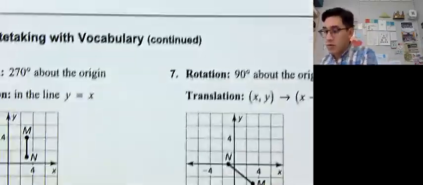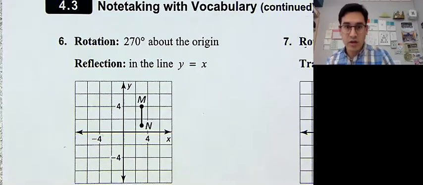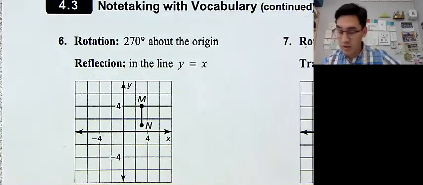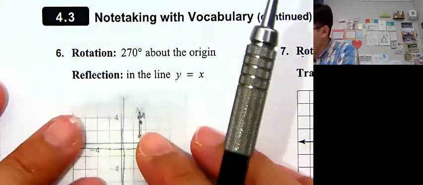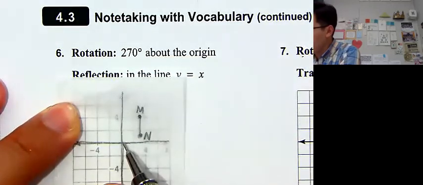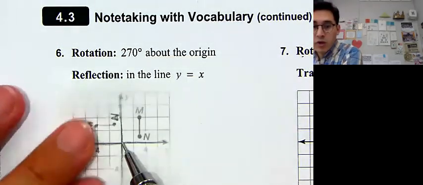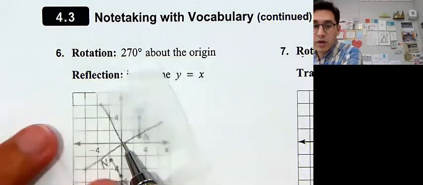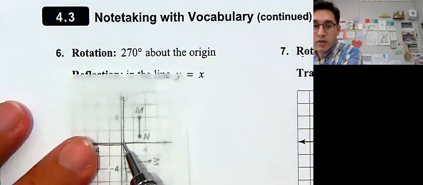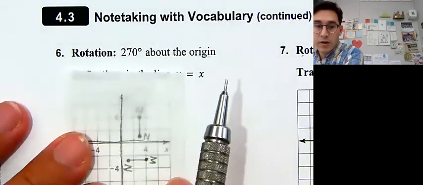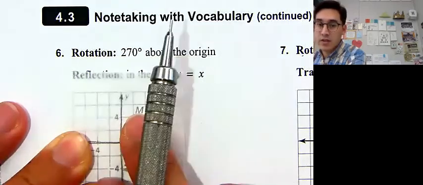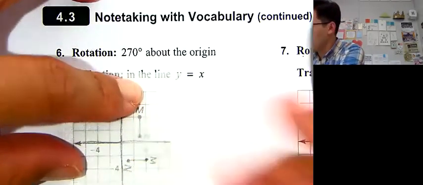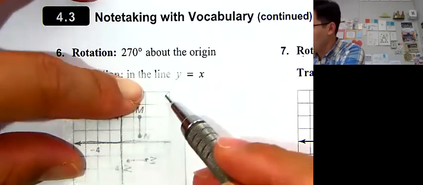Let's switch to some more composition. Now we're going to do a rotation followed by a reflection. We're going to rotate 270 degrees, so that's three quarter turns, 1, 2, and 3. Just line things up. And then we're going to reflect in the line y equals x. The line y equals x is going to be this line right here.